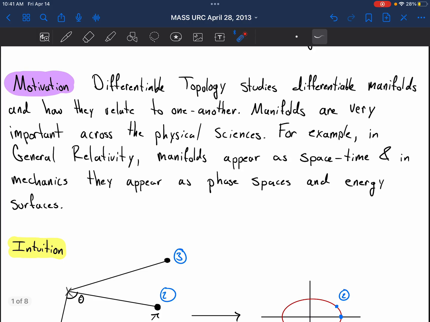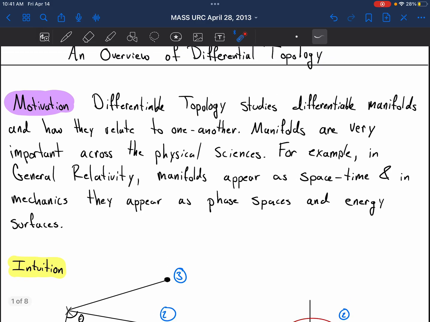So, what's the motivation? The study of manifolds comes up everywhere, in particular in the physical sciences. Like in general relativity, manifolds come up as space-time, and in mechanics they might appear as phase spaces and energy surfaces. There are also more examples in economics and in chemistry, I believe. I think chemistry is another example of energy surfaces, specifically physical chemistry. So they come up everywhere, so they're definitely worth studying. We'll start with topological manifolds, and then we're going to restrict to the differentiable ones.